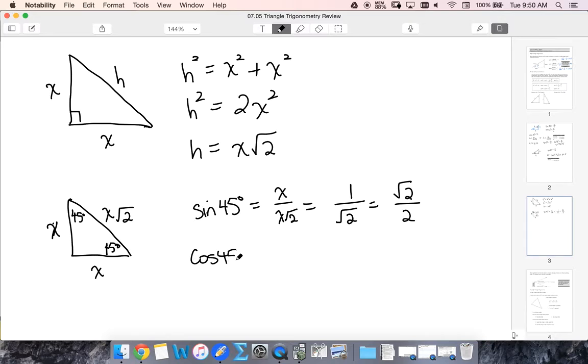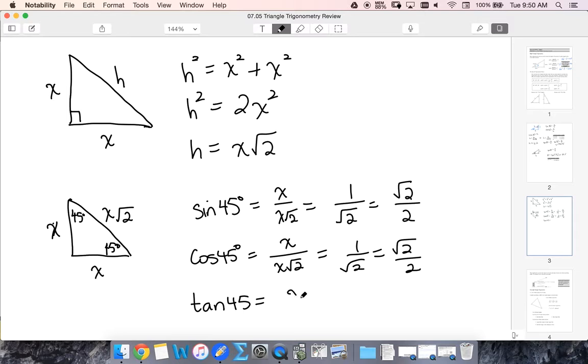Cosine of 45 is exactly the same because those two legs are the same length: 1 over root 2, or root 2 over 2. And tan of 45, opposite over adjacent, so tan of 45 degrees is always equal to 1. So these are always true for a 45, 45, 90 triangle.